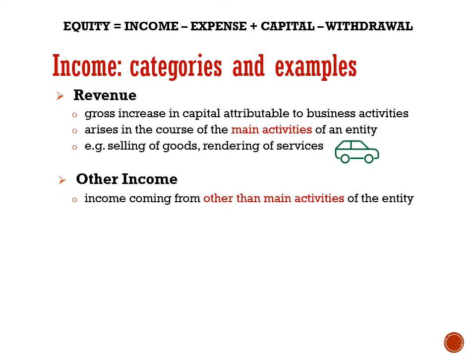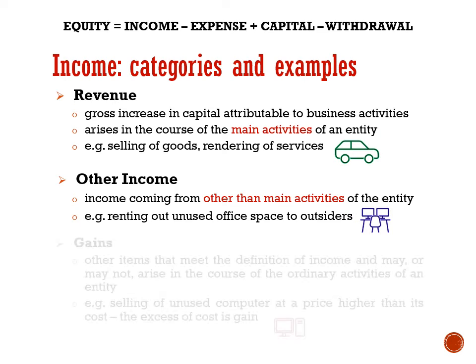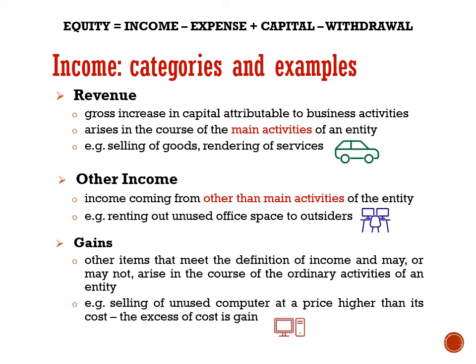So if selling cars is the main activities of a business, and it has extra space in the office that is unused, and it rents it out to external party, the rental income is categorized as other income and not revenue, even though both will result in inflow of money to the business. And gain is when we sell our unused assets. For example, we have extra desktop in the office that we do not want to use anymore, so we sell it at a price higher than the cost of buying it. Then we have a gain.